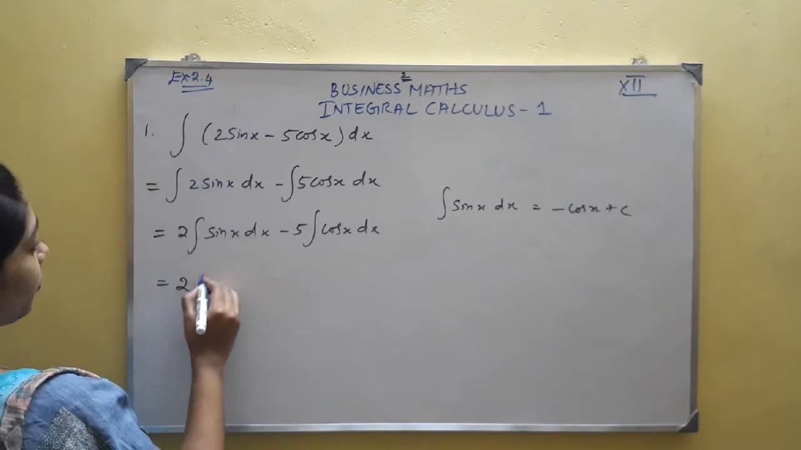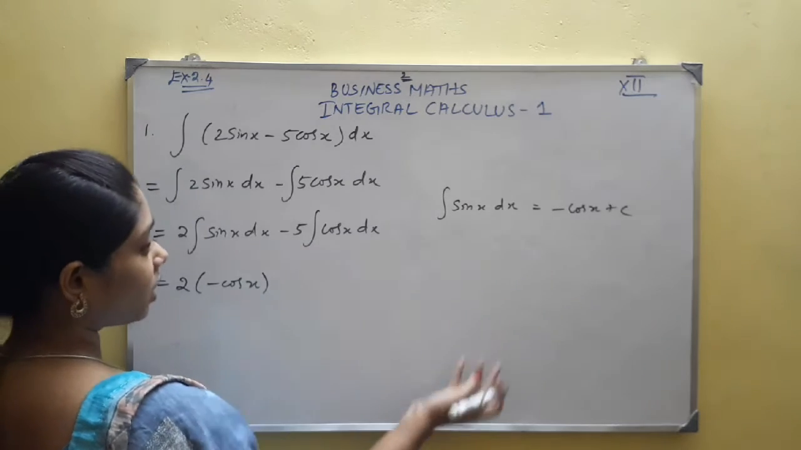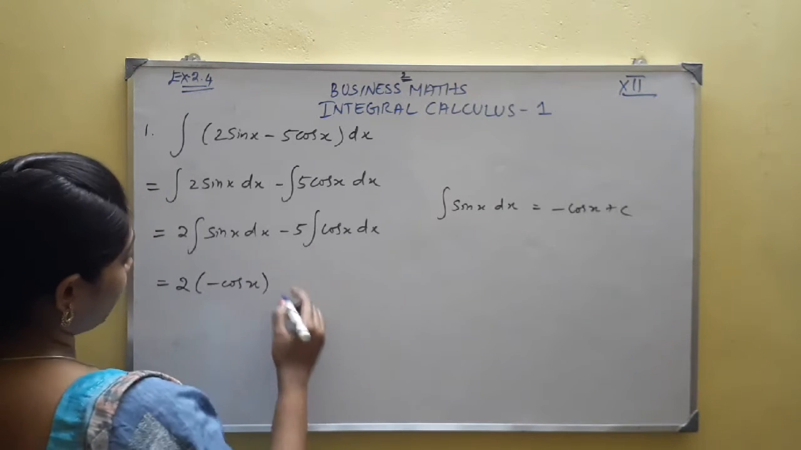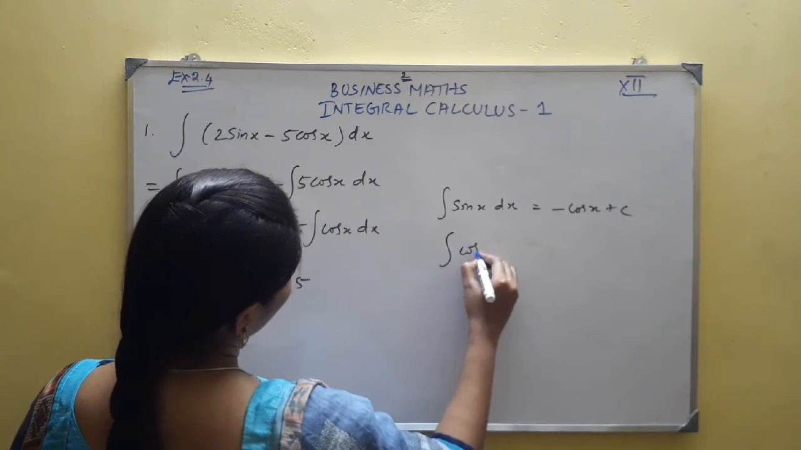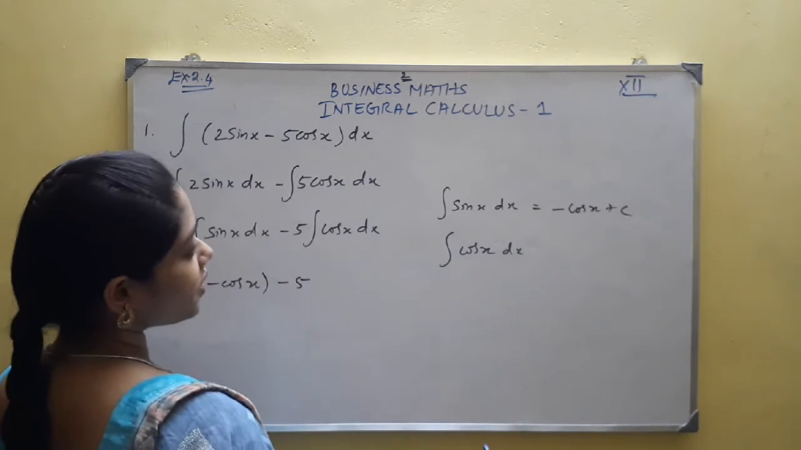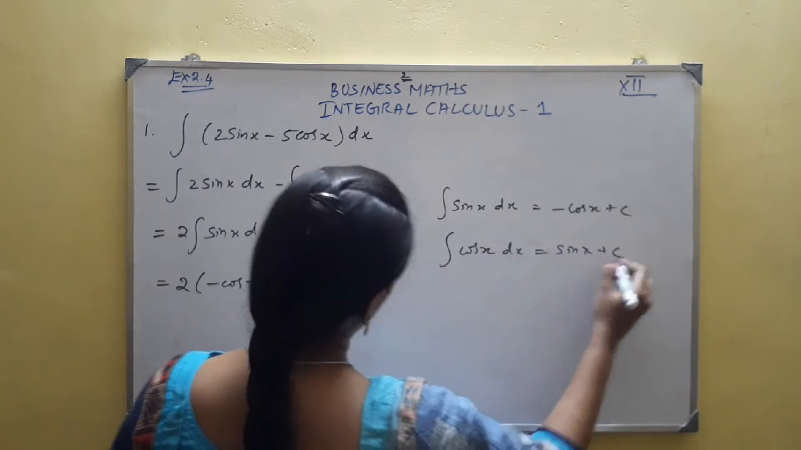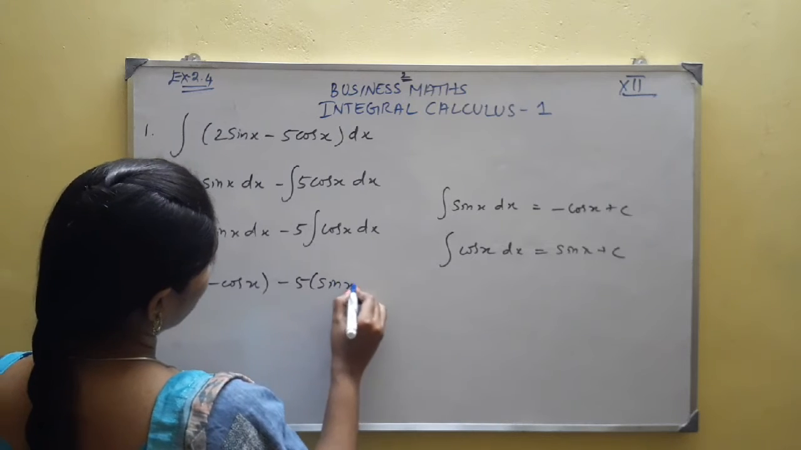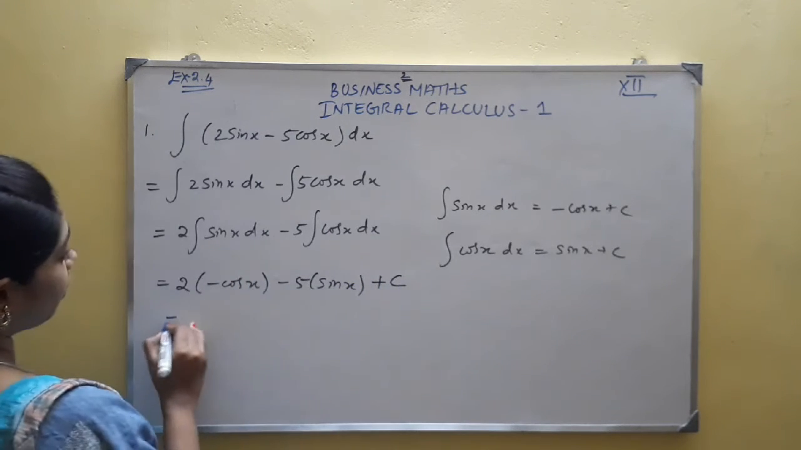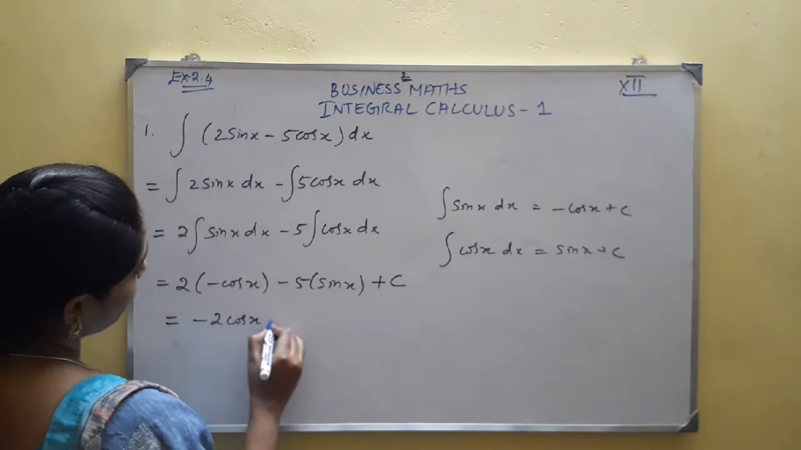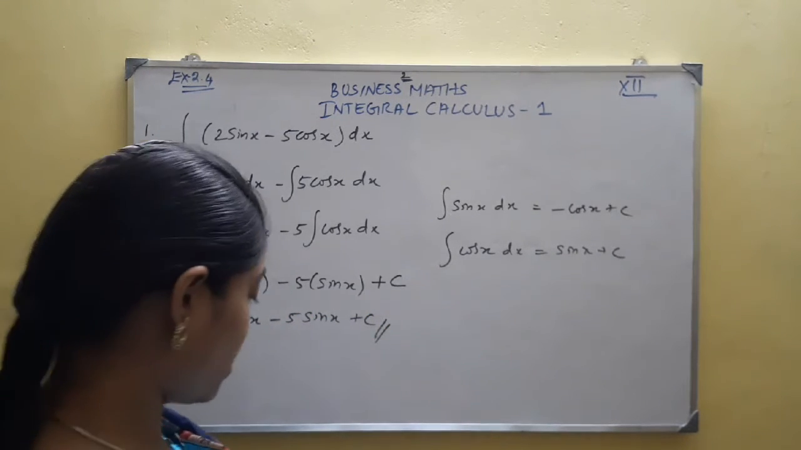So this is actually minus cos x. No need to write plus c over here. After completion of the remaining integral portion, you can at last write plus c once. So integral cos x is actually, what is the differentiation of sin x? cos x. So integration of cos x gives you sin x plus c. So this is sin x. So our integral part is over in this expression, so just write plus c over here. This is minus 2 cos x minus 5 sin x plus c. Okay, so next problem.